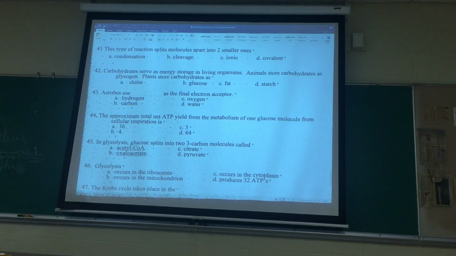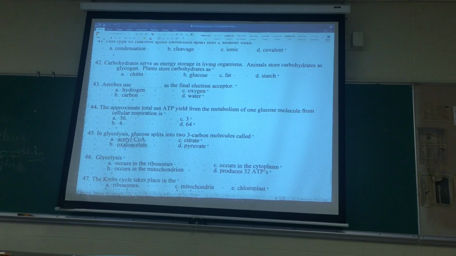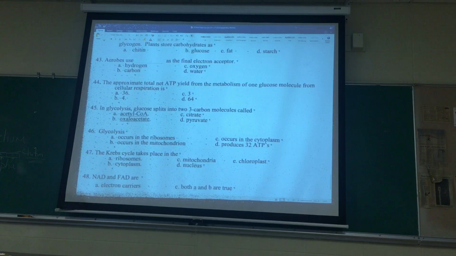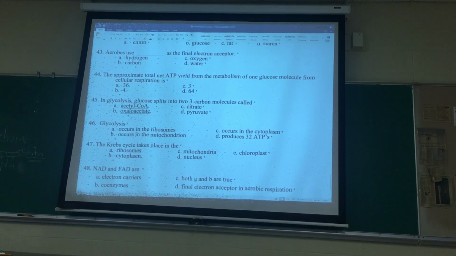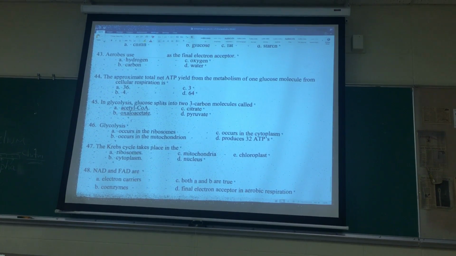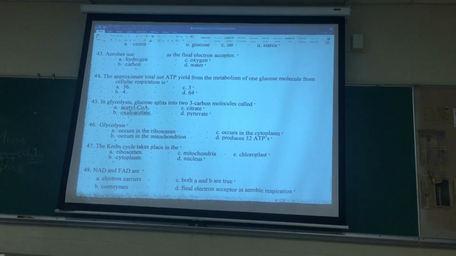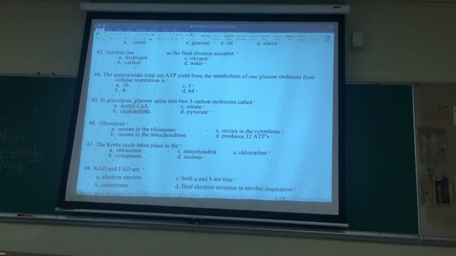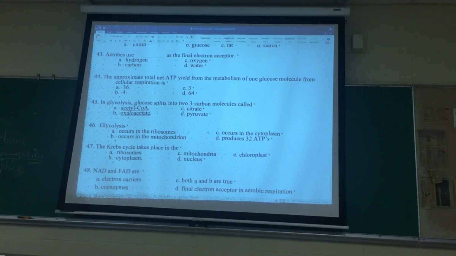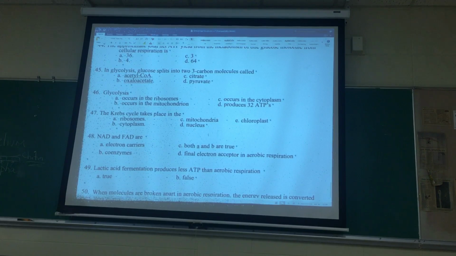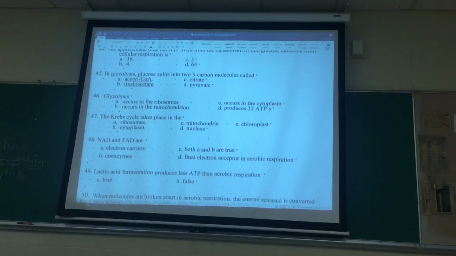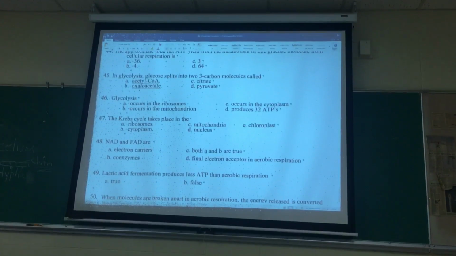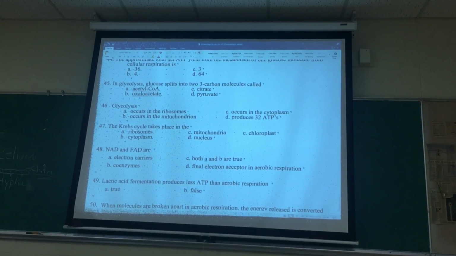Approximate net ATP yield from one molecule is 36 ATPs. In glycolysis, glucose is split into pyruvate. Glycolysis occurs in the cytoplasm, and every organism undergoes glycolysis. The Krebs cycle takes place in the mitochondria, as does the electron transfer chain.